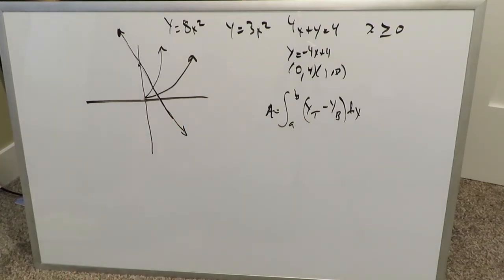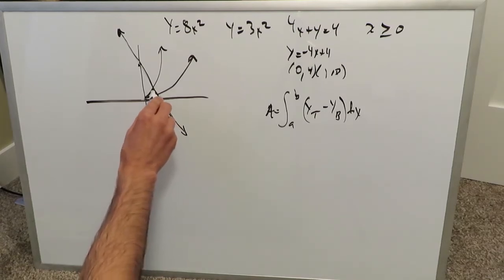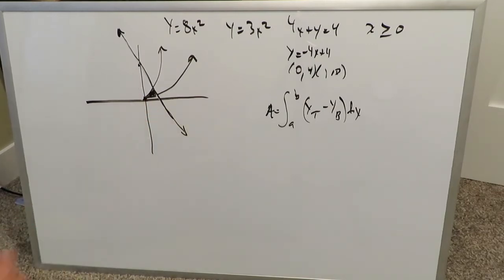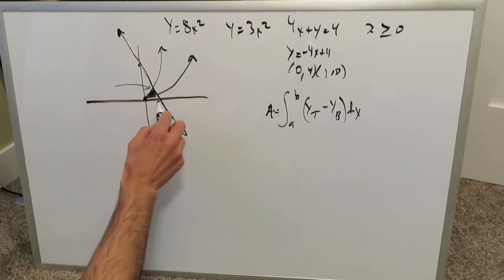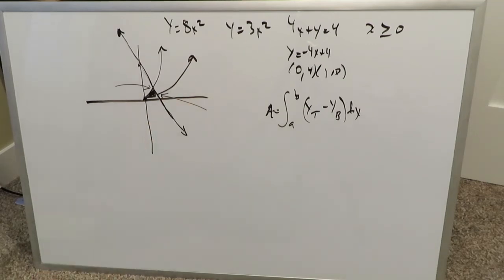So what are we looking at here in terms of the area between the curves? We're looking at this area right over here. We have an intersection point right here, which happens to be the origin. Intersection of these two is the origin. We have an intersection point right over here, and one intersection point right over here. We have to determine all of these intersection points.